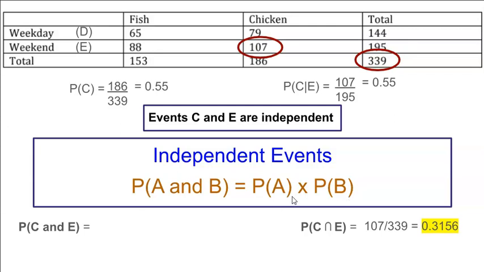The probability of A will be the probability of chicken, probability C. So that is 186 over 339. The probability of B, or E for weekend, would be 195 over 339. When I multiply those two values, I again get 0.3156. These two probabilities are the same, again confirming that I have independent events.